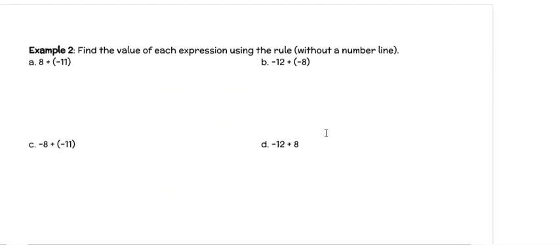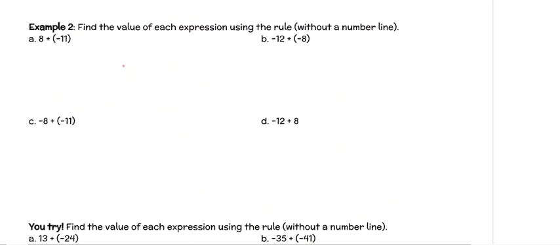So examples down here. Example 2, find the value of each expression using the rule without a number line. All right, so over here, this is a positive and this is a negative. This means that you are subtracting 11 minus 8. Because they're opposite signs, you're subtracting. Don't worry about that negative at the moment, okay? We're going to use that in the last step. So you're doing 11 minus 8, and that's 3.